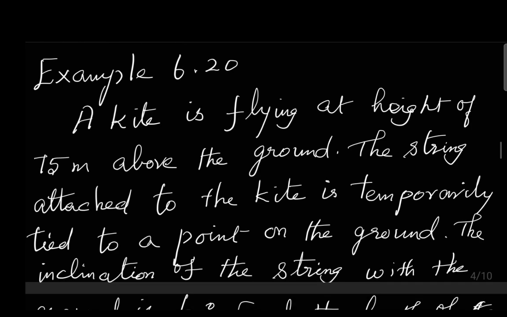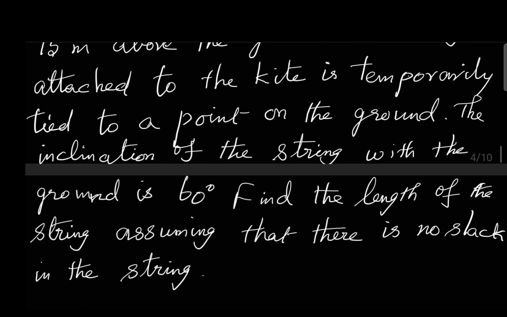See next example sum 620. A kite is flying at a height of 75 meter above the ground. The string attached to the kite is temporarily tied to a point on the ground. The inclination of the string with the ground is 60 degree. Find the length of the string, assuming that there is no slack in the string.